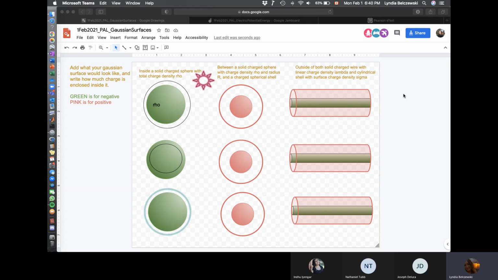I do want to point out one more thing. I'm sorry. I said I was going to stop talking at you, and here we are. Lambda, sigma, and rho are charge densities. Charge per unit length, charge per unit area, charge per unit volume. Those are not an amount of charge in and of themselves. So what I want you to figure out is how much actual charge would be contained in your Gaussian surface. Okay, I'll shut up for real this time.